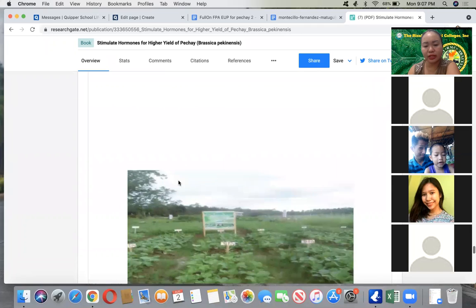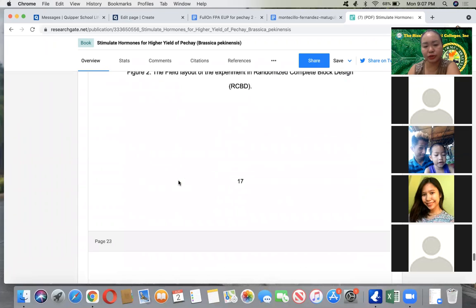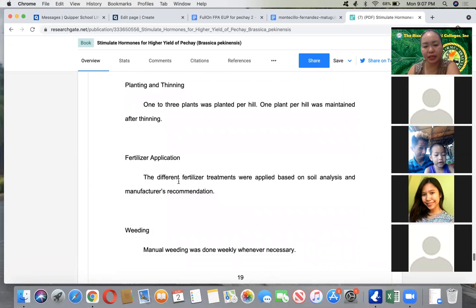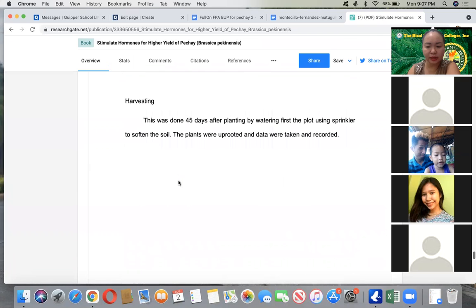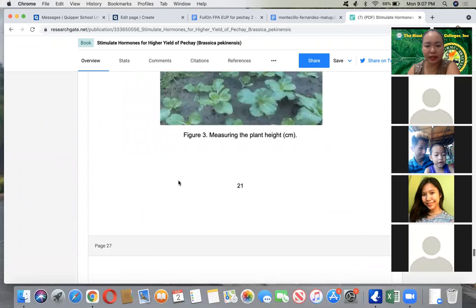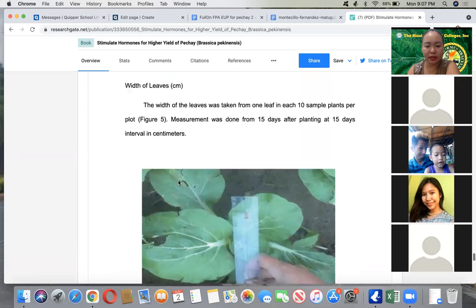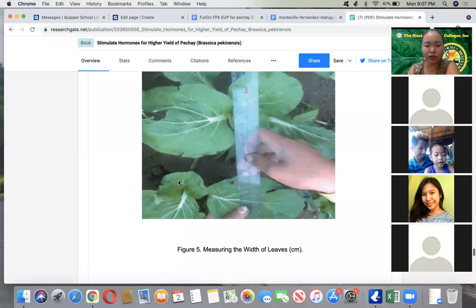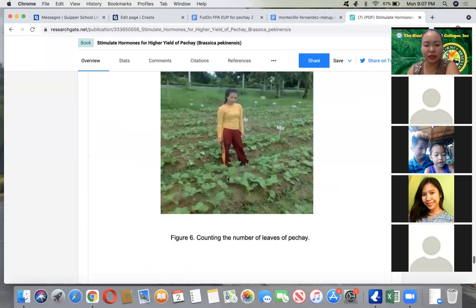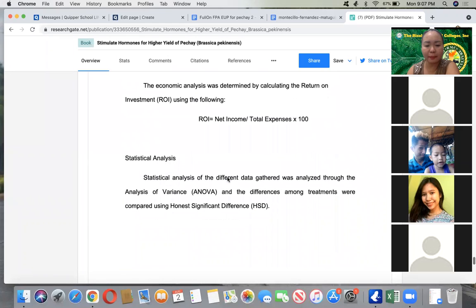So you can see they are long, with photos, treatments, cultural management and practices. How many pages is this? Then the data gathered. So this is Ahela, a classmate of Sir JP, and how she measured the width of leaves. That also has photos, in her methods. So I think it was in her appendices.